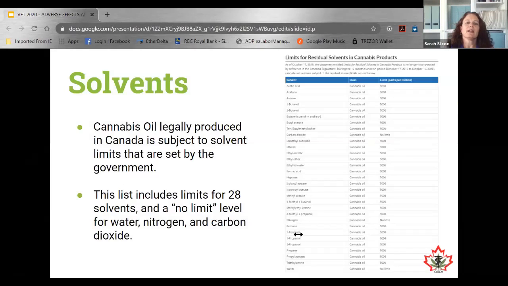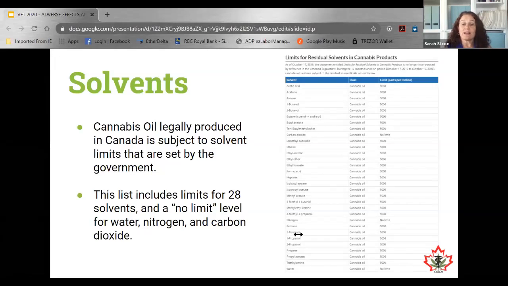In Canada, legally produced cannabis oil is subject to solvent limits that are set by the government. They include 28 solvents that have a limit set, and then 3 solvents that have no limit set. And that's for things like water, nitrogen, and CO2.